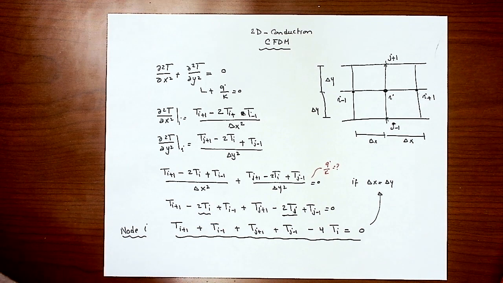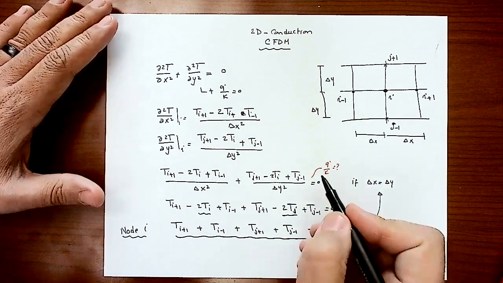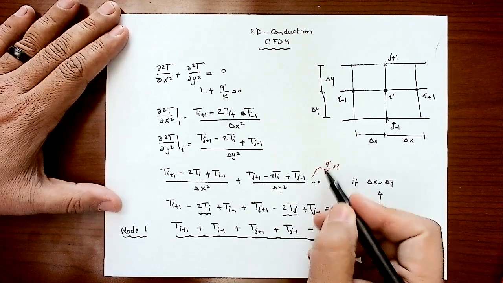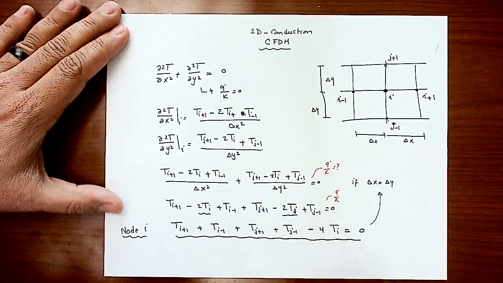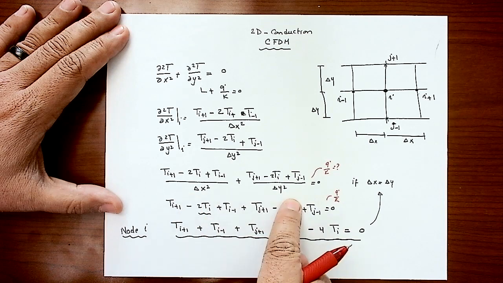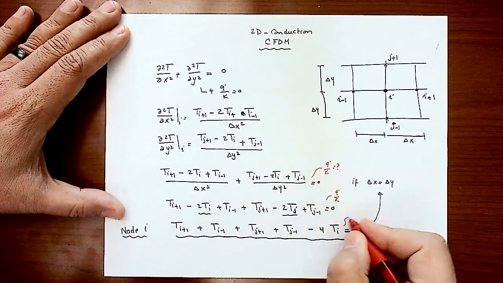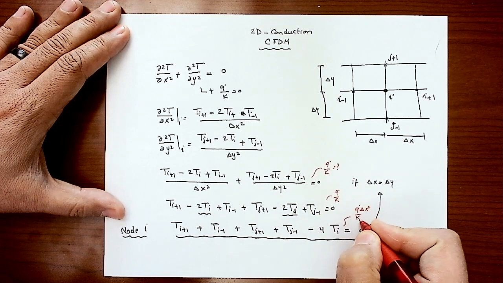Then one would say, okay, what will happen if the heat generation terms exist? You will find an extra term, q dot over k, in here. Remember, you multiply by delta x squared, so it cancels out from here, but it's not going to cancel out from here. So you'll find yourself adding q dot delta x squared over k.